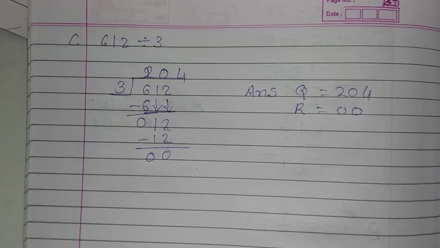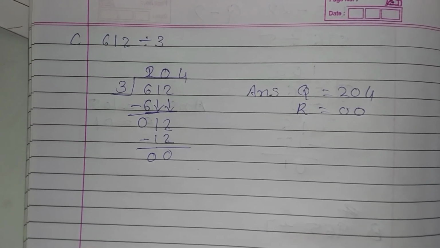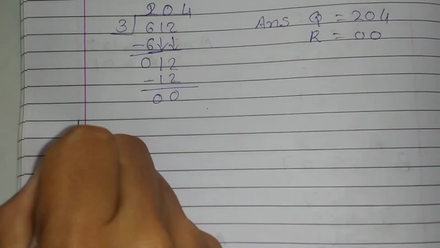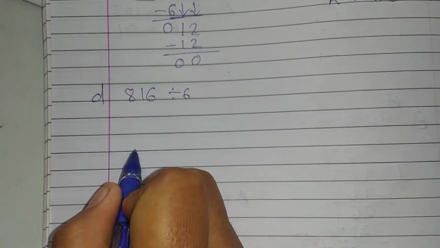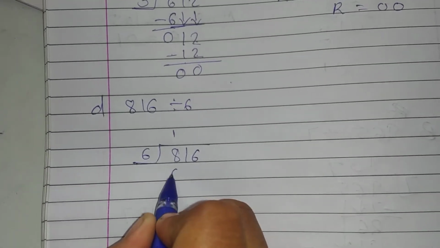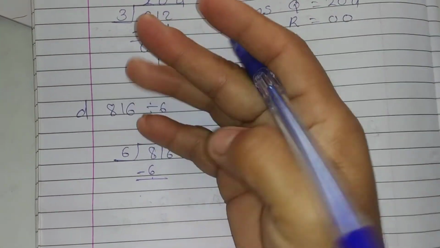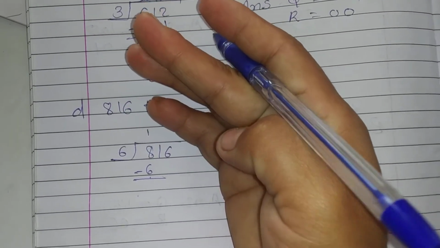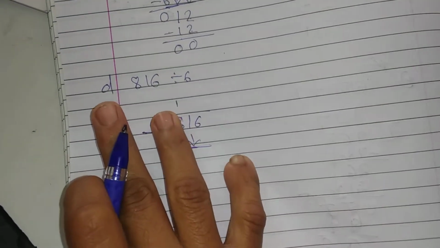Okay students, I hope your work is complete. Now we'll start next one, D1 sum. Same method we'll use. 816 divided by 6. 6 ones are 6. 8 minus 6. 8 on your finger. 1, 2, 3, 4, 5, 6, 7, 8. Cut 6. 1, 2, 3, 4, 5, 6. Remaining number is 2. So we have to write here 2. Now bringing down 1. Next number is 21.